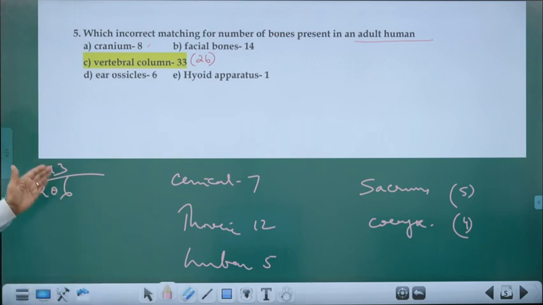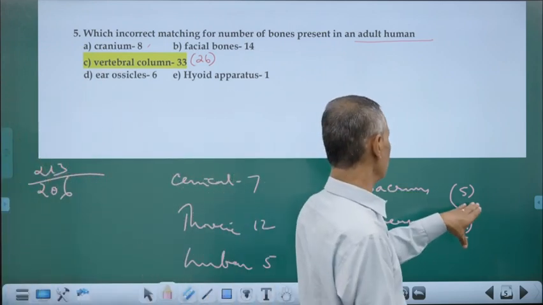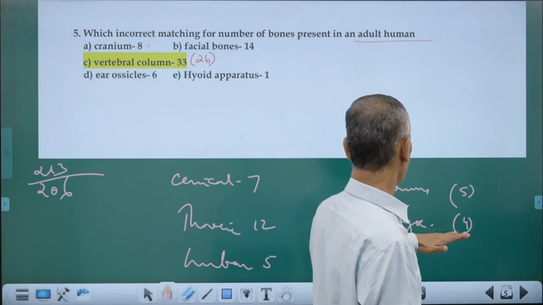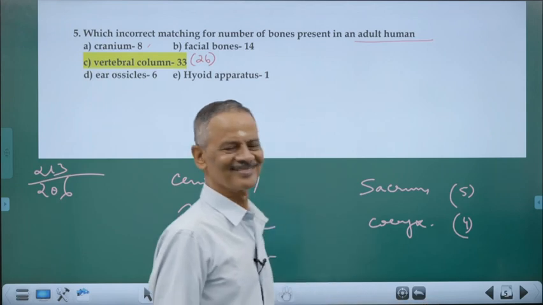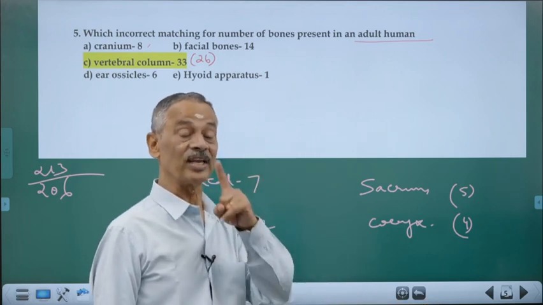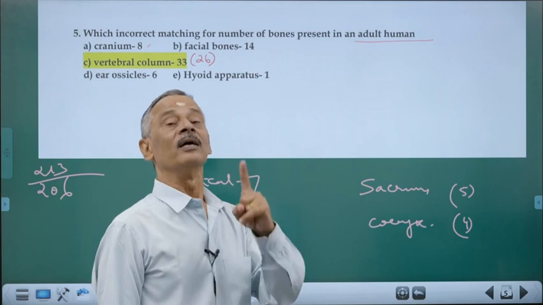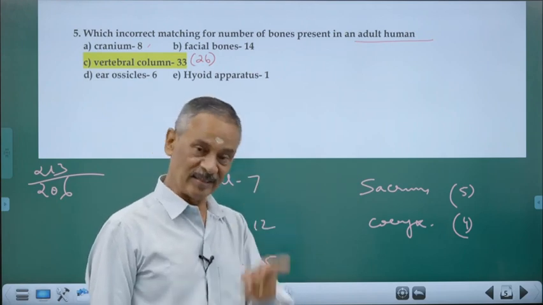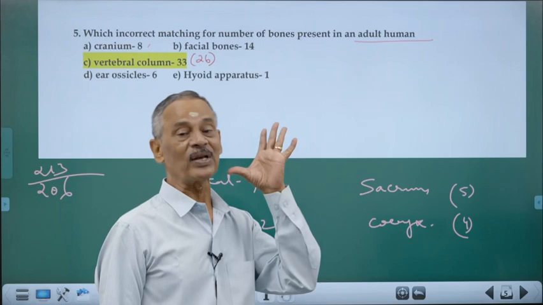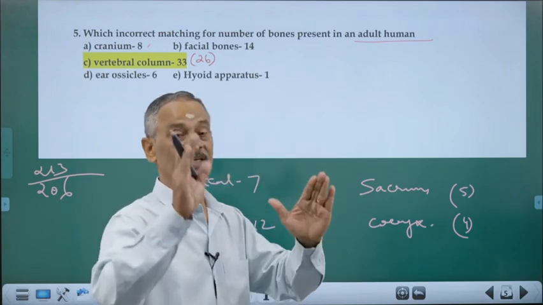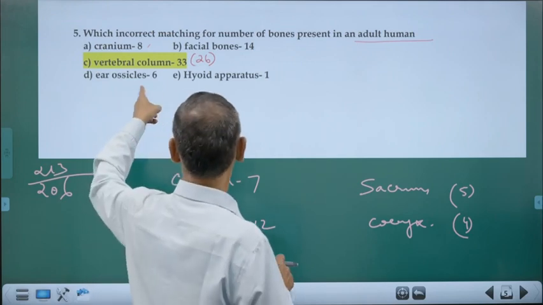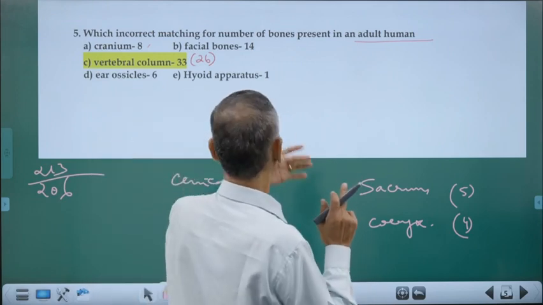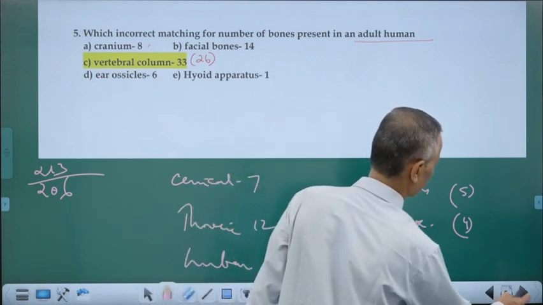Okay. So, there is a reduction in the number of bones because of the fusion of vertebrae in the sacrum. The 5 are fused, and the coccyx, the 4 are also fused to form a single piece. This is the reason why there is a difference in the number of vertebrae, the number of bones, in an adult and in a fetus. Clear? Ear ossicles, 3 each, hyoid apparatus, single, correct.